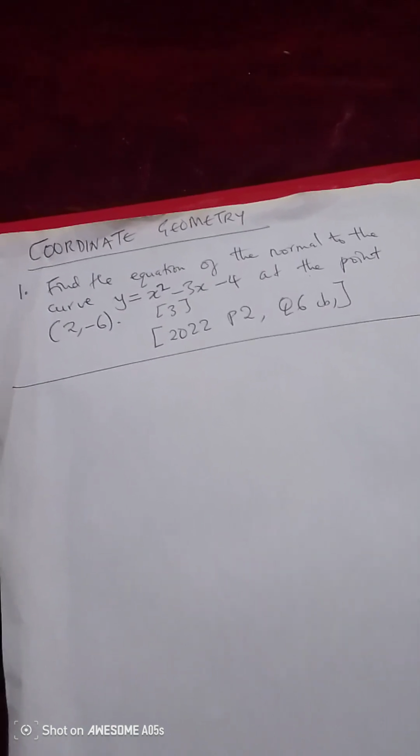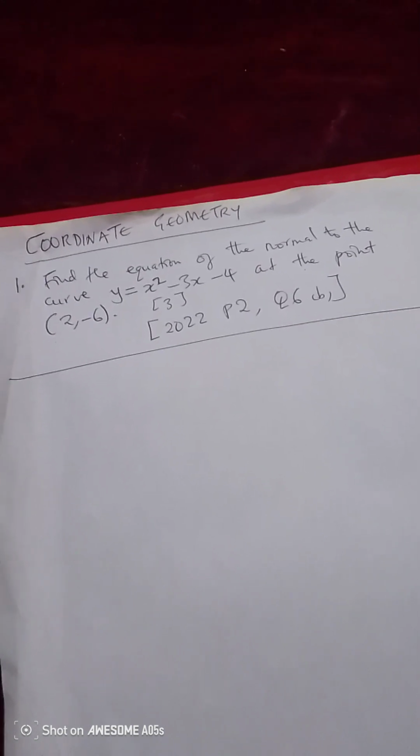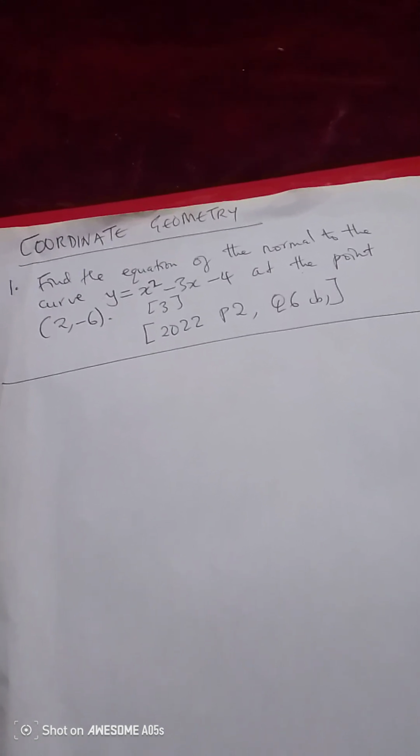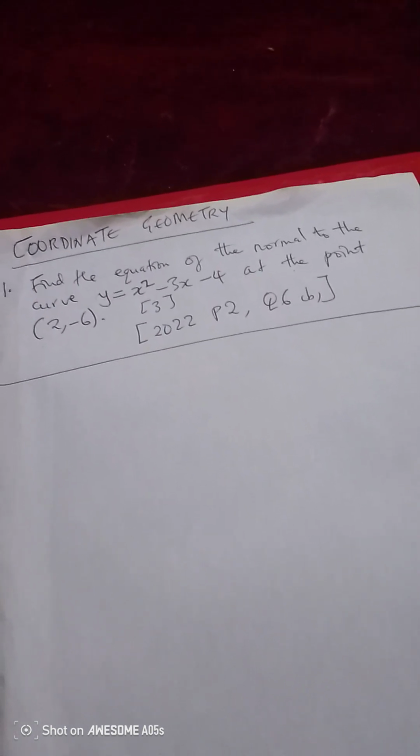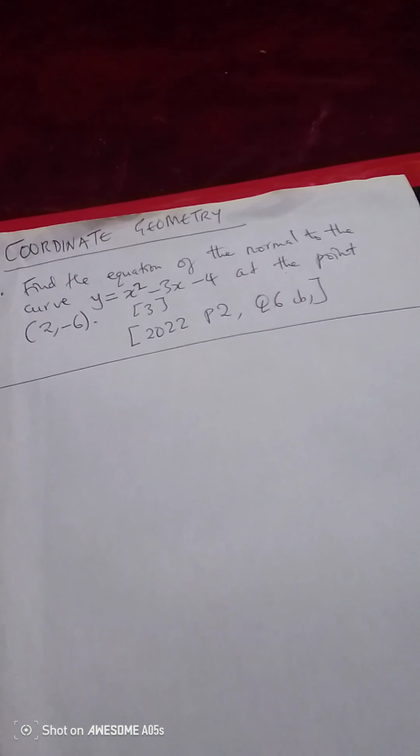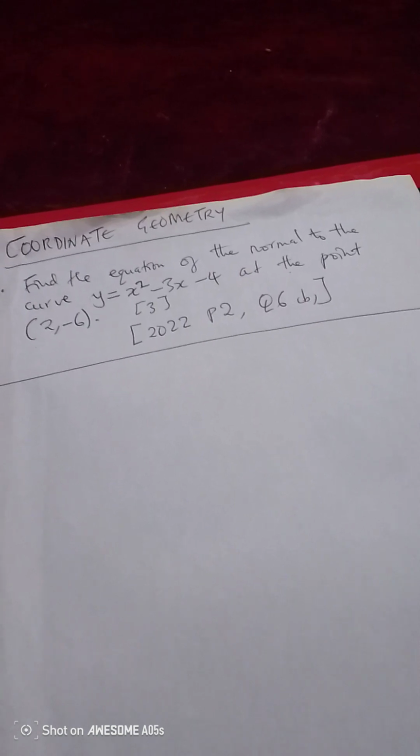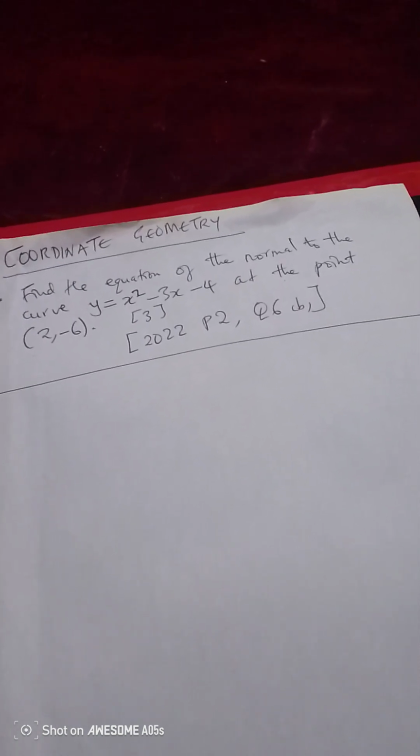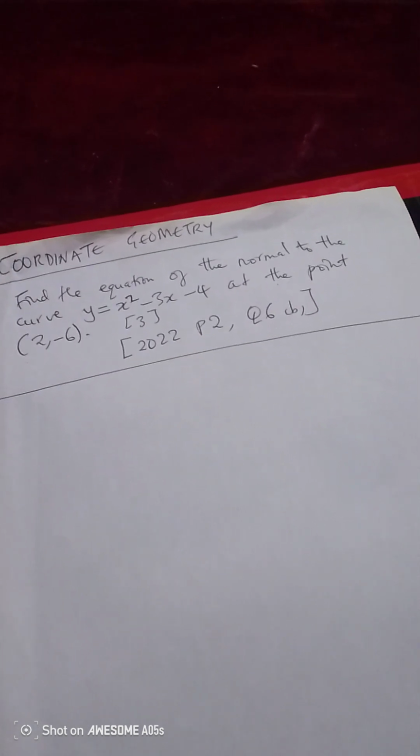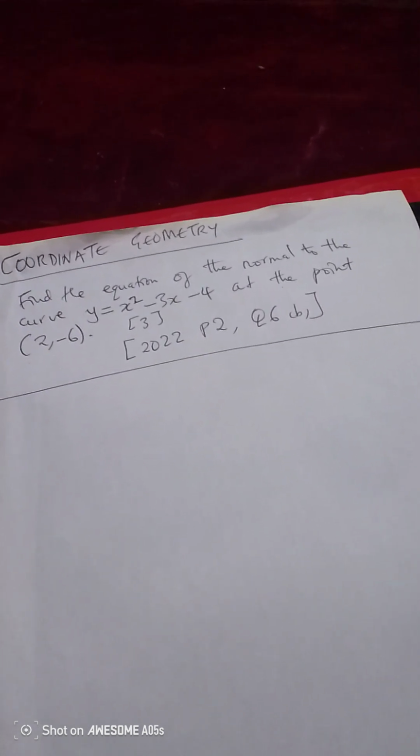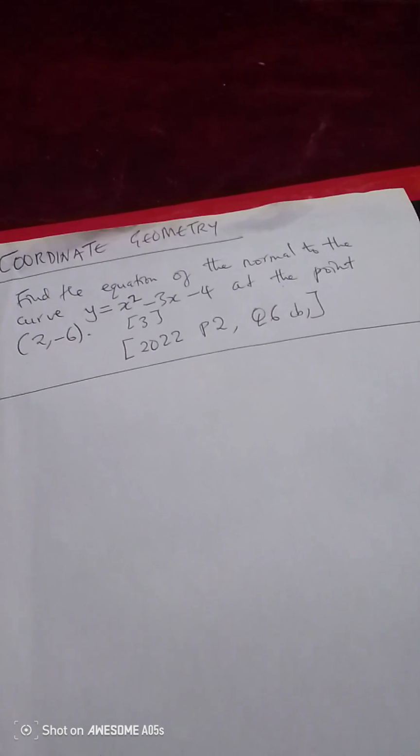With me here is a mathematics question from syllabus D from the year 2022, paper 2, question 6b. So the question is, find the equation of the normal to the curve y equals x squared minus 3x minus 4 at the point (2, -6). So that is the question.